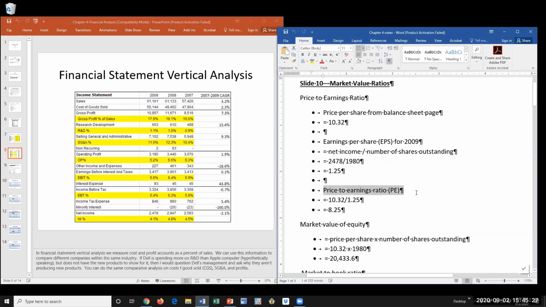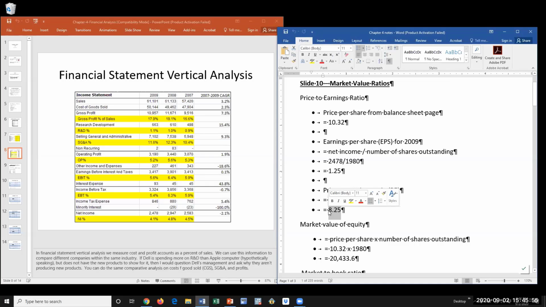Then to calculate the PE ratio, we take the price per share and we divide it by earnings per share, which we just got. So 8.25. 8.25 is a pretty low price to earnings ratio. It seems like anything under 15 is fairly low. Anything over, I would say 30 is quite high for a PE ratio.